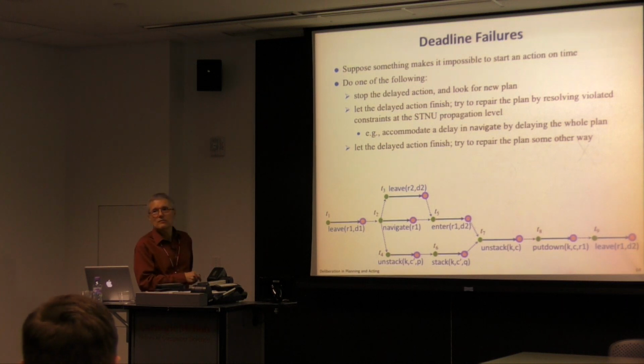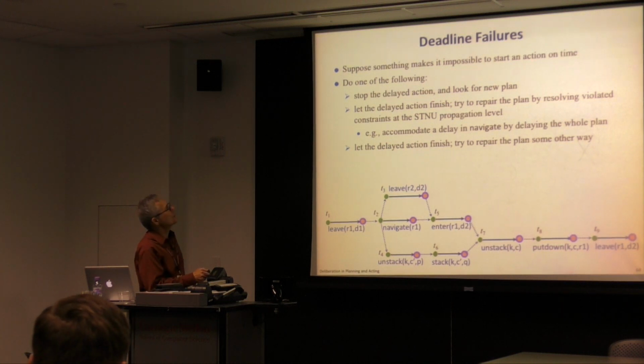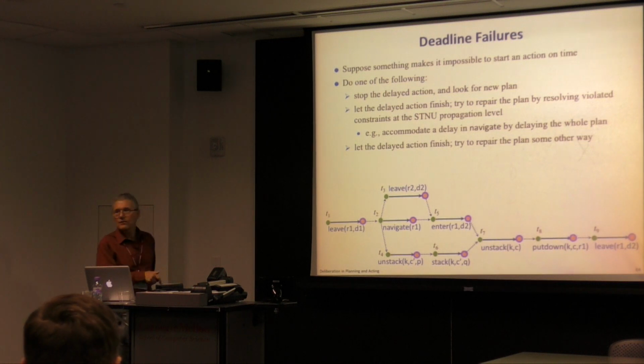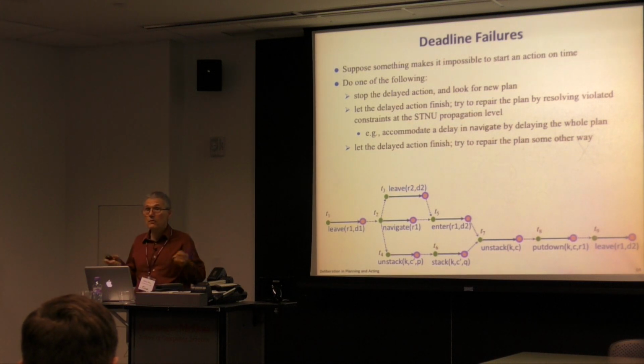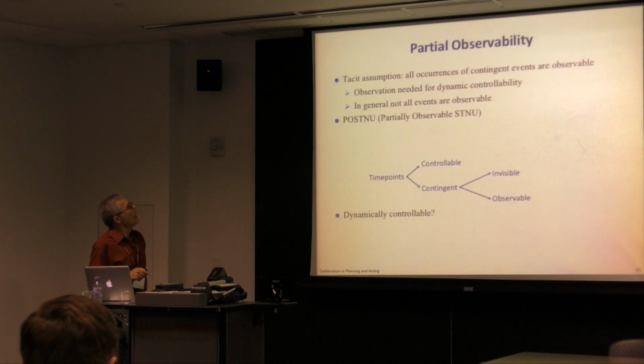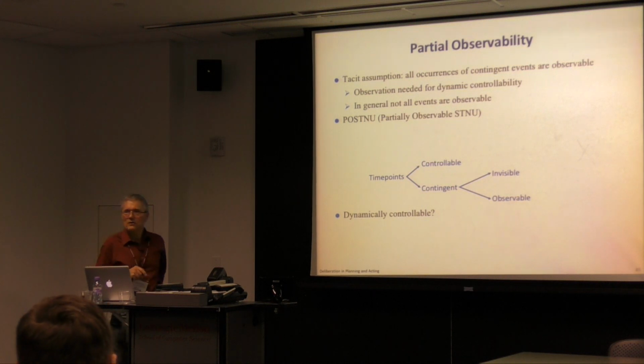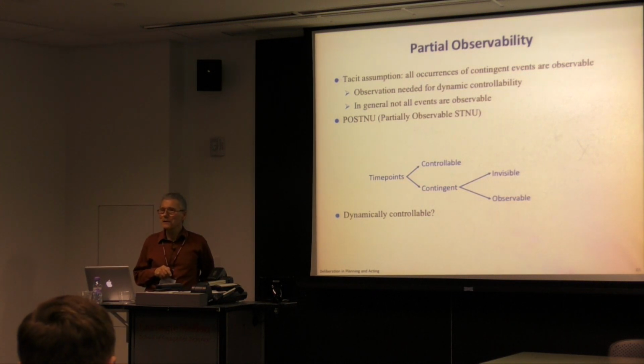Suppose something goes wrong that makes it impossible to start an action on time. Well, you have several options. You could stop the delayed action and look for a new plan, let the delayed action finish, try to repair the plan by resolving some of the violated constraints, or extending a time deadline. Or let the delayed action finish and then try to repair the plan some other way. Okay? Partial observability, I think I'm going to skip that part as well, simply because I'm not as familiar with that part as I wish I were. Malik would be able to talk about it, but I'm afraid I'm going to botch something.